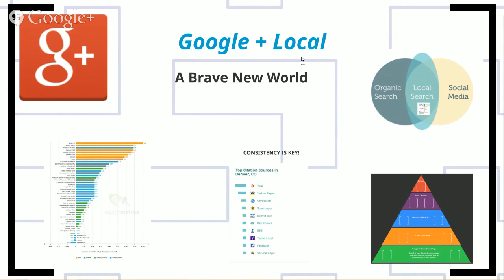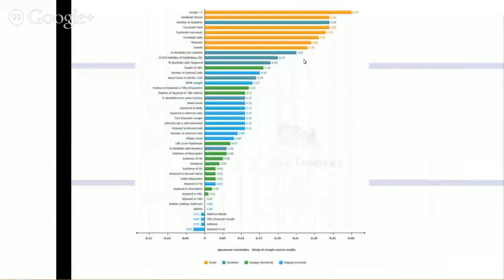So with Google Plus, we're also going to talk a little bit about local, and how your Google Plus page has an impact on your website and how it ranks. This is a slide about what's called the Spearman correlation, which is really the relationship between online activity, things you do both on your website and off your website, and the impact on search rankings.